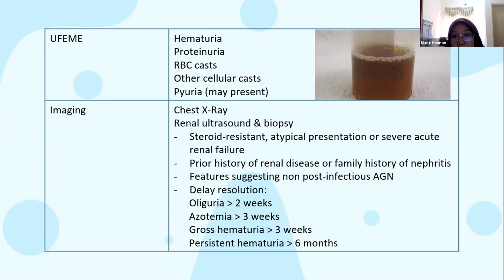So the indication for renal biopsy is when there is steroid resistance, or there is atypical presentation or severe renal failure, or if there is any prior history of renal disease or family history of nephritis. And also if the presenting features suggest there is non-post-infectious acute glomerulonephritis, and if there is delayed resolution of oliguria, azotemia, hematuria, and also gross hematuria more than 3 weeks, and persistent hematuria. So we can do renal biopsy to confirm the cause of the glomerulonephritis.